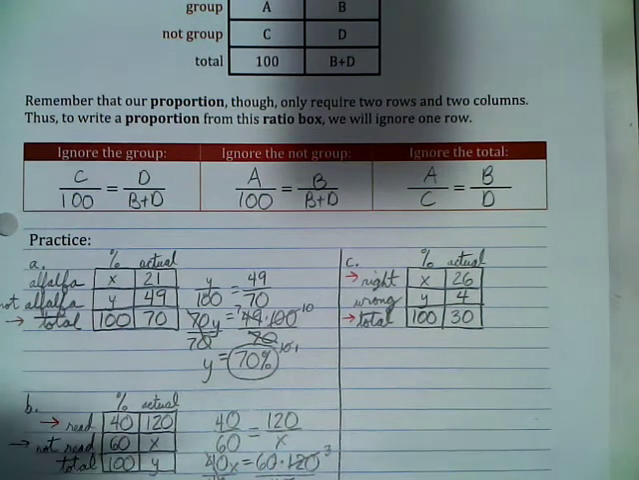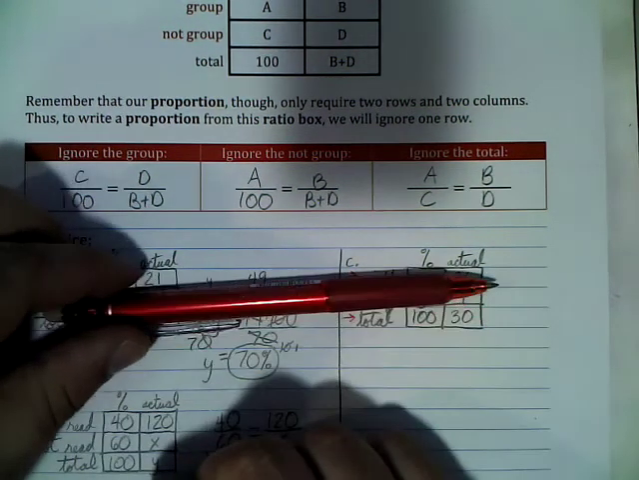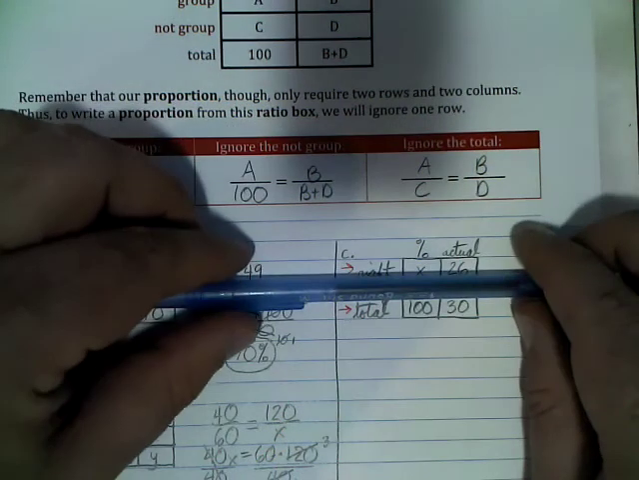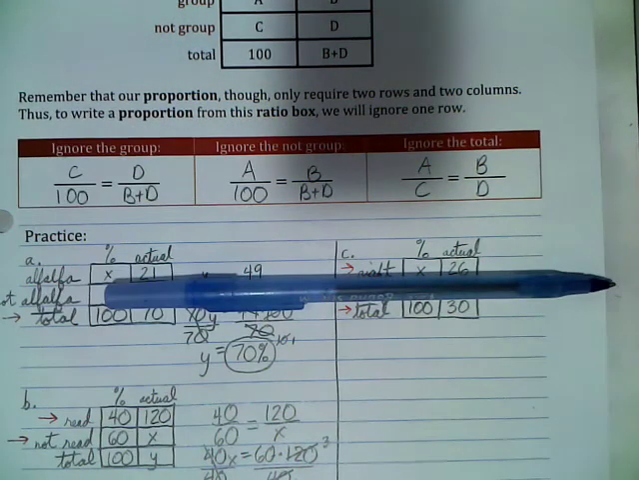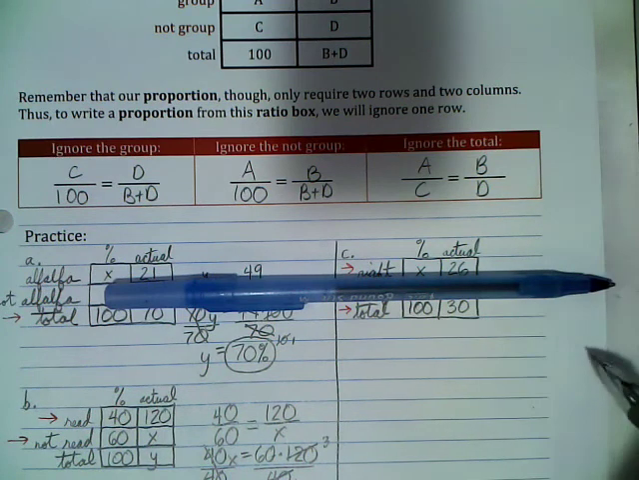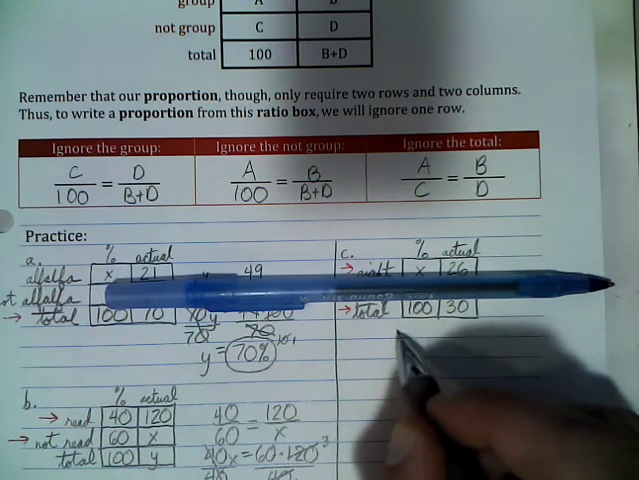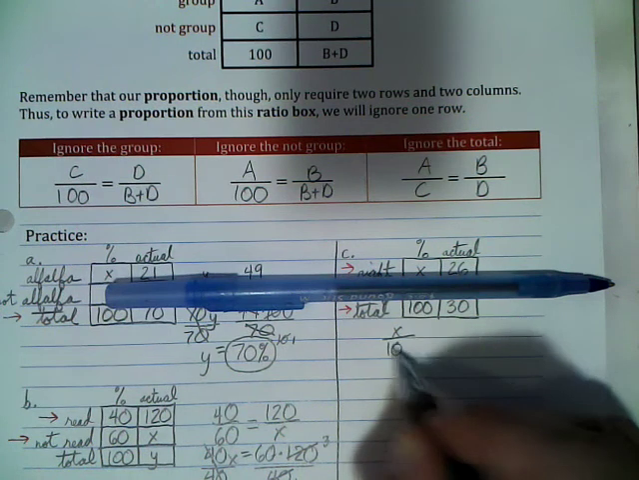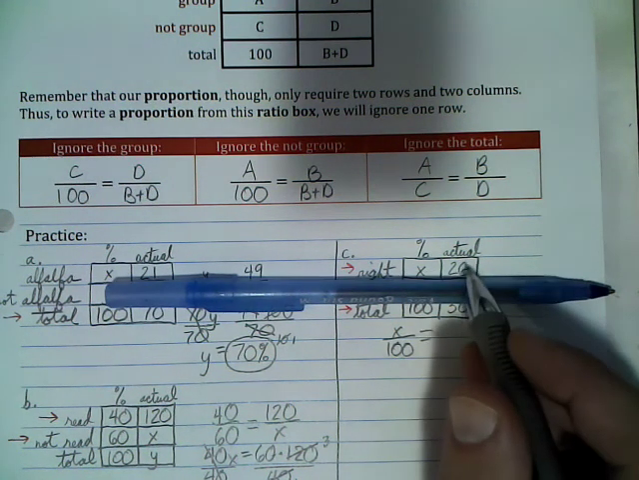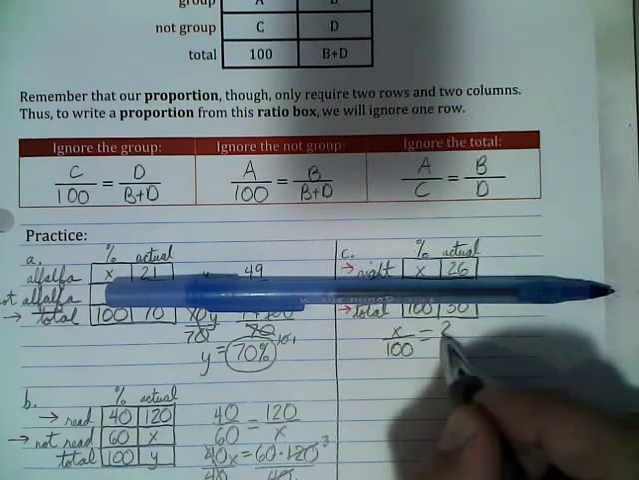So this time I'm going to ignore, and my pen's a little too thick for that, unfortunately. Let's see, I got a blue pen here, maybe I can, there we go. So we're going to ignore the middle row. Now you'll notice that I've run out of space here to put my proportion. When that happens, just put your proportion below your ratio box. So I've got x over 100 equals 26 over 30.